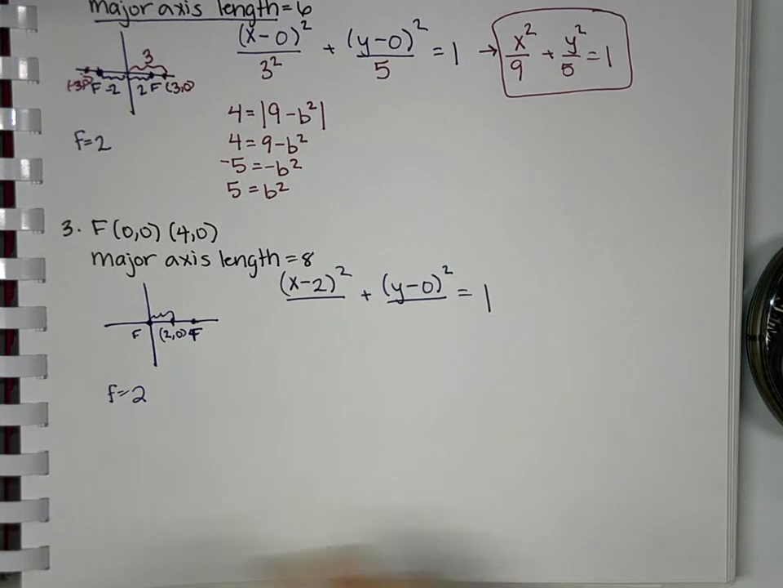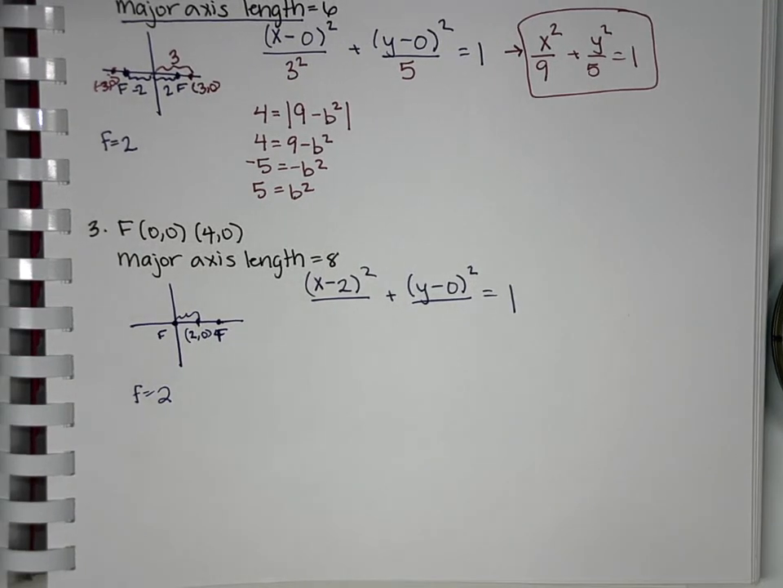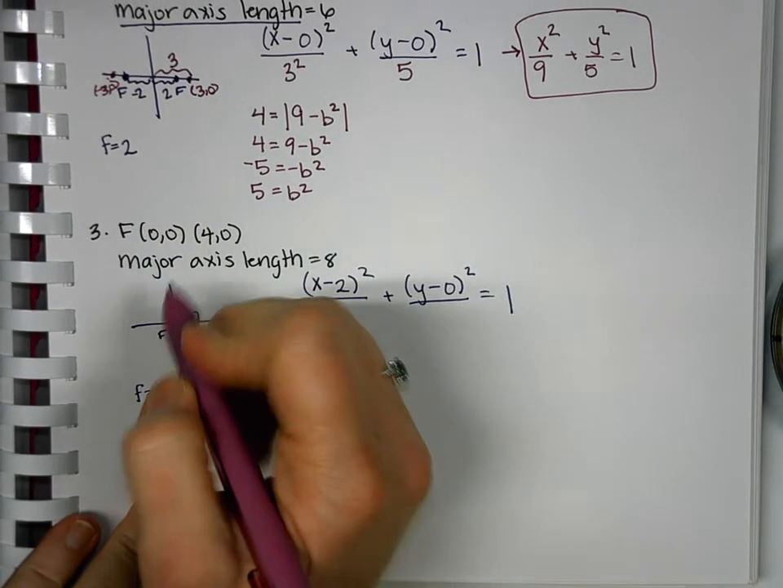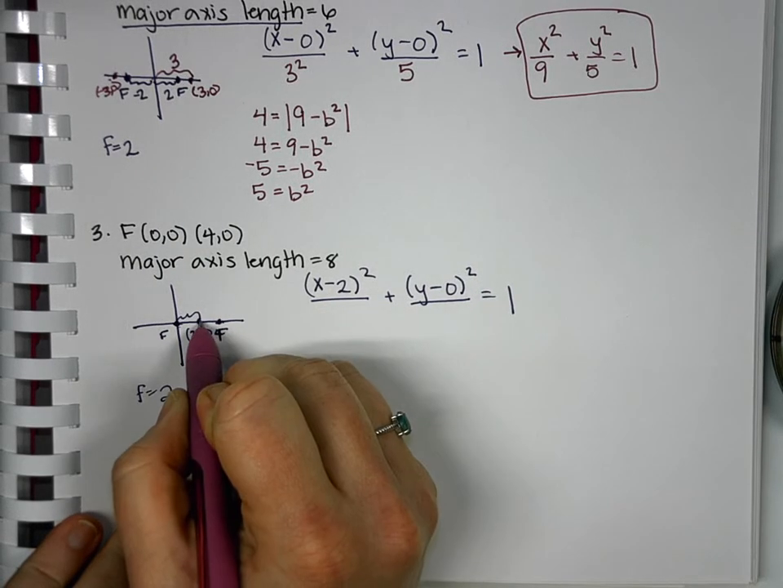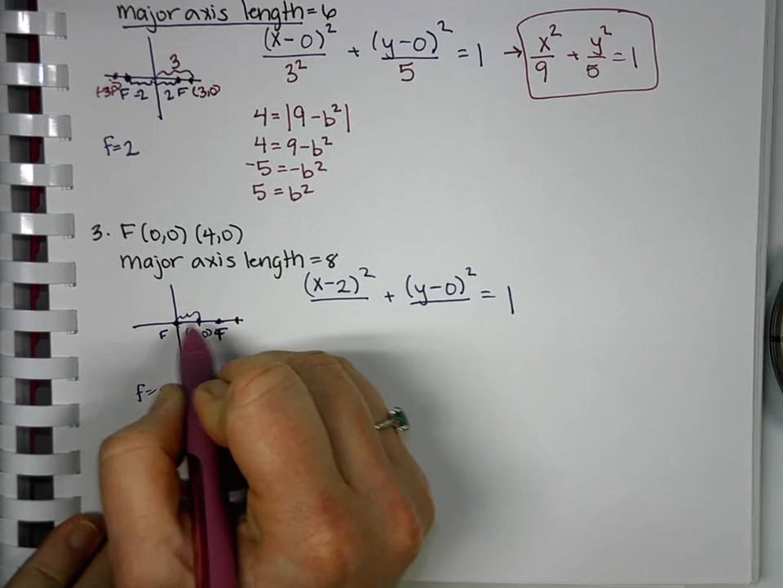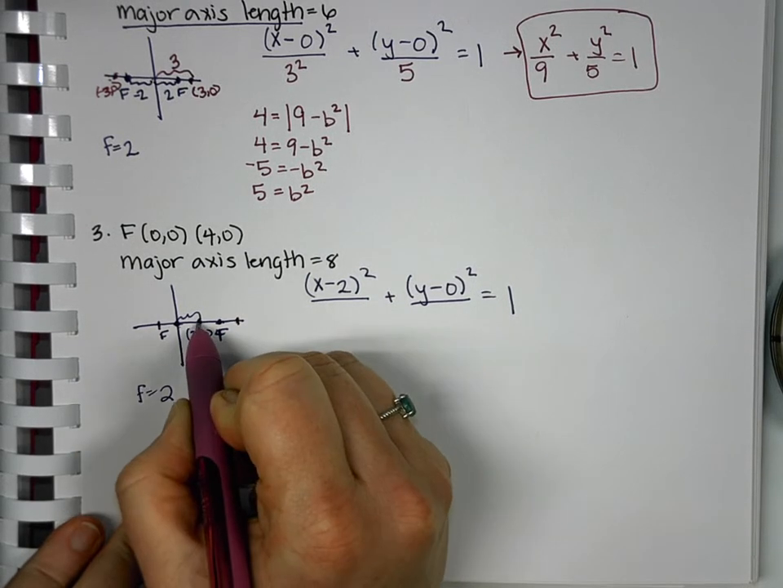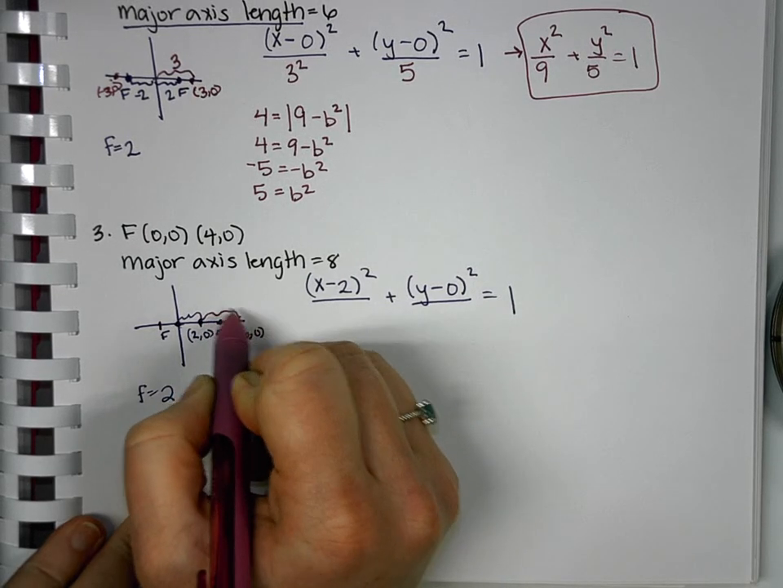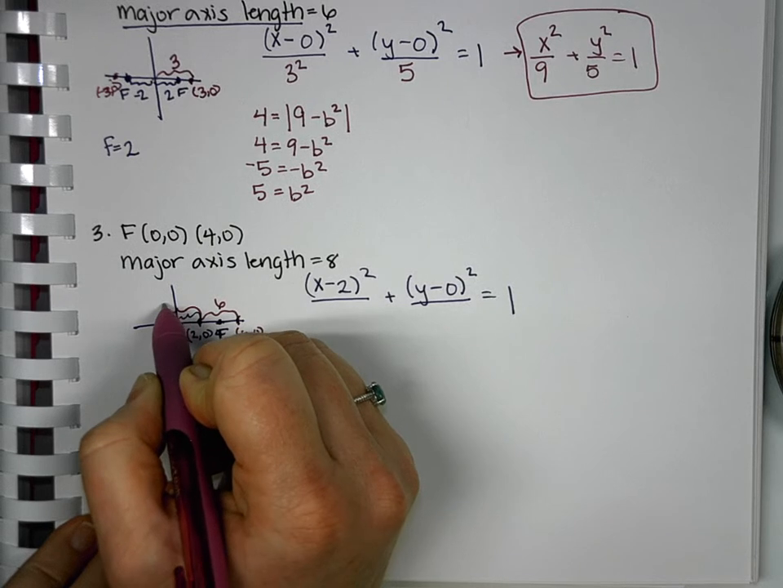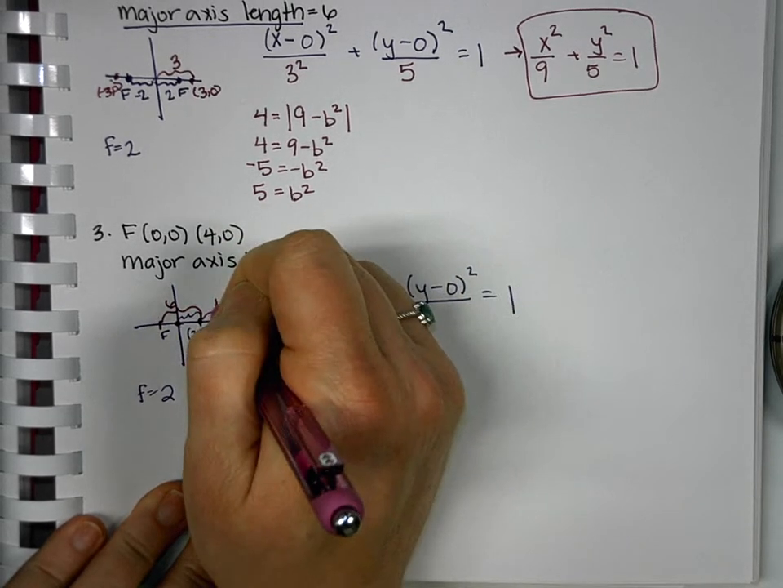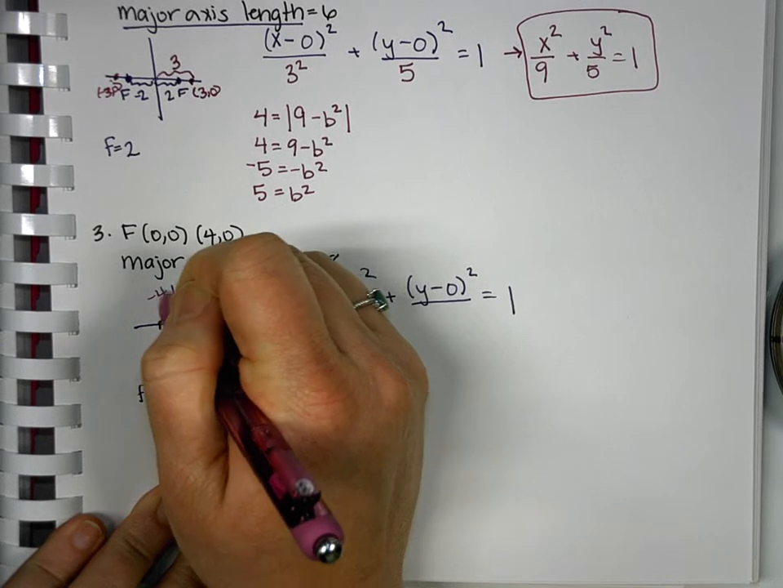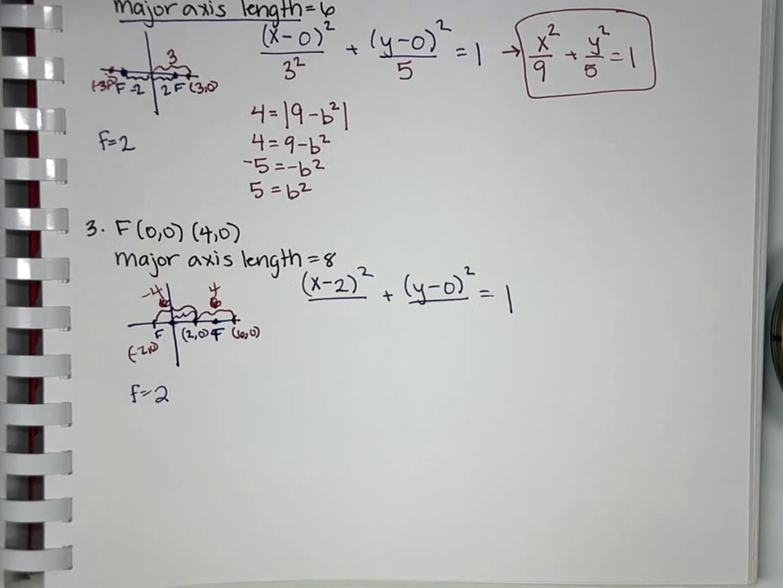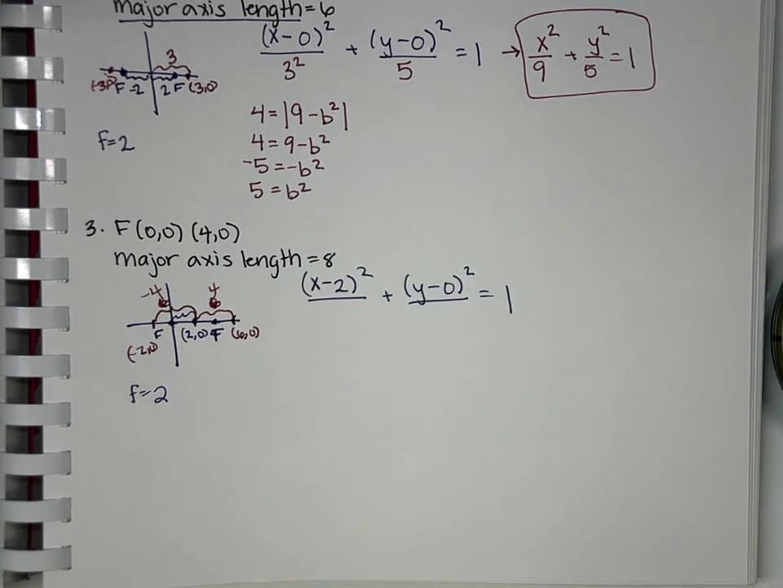And we were also told that our major axis has a length of 8. So for the major axis, because these are horizontal, I go from my center 4 and 4. If I go 4 up from 2, I'm at (6, 0). If I go 4 in the other direction, I'll be at (-2, 0). So it didn't ask for the ordered pairs, but just so you can see how it would look graphically if we were going to put it together.